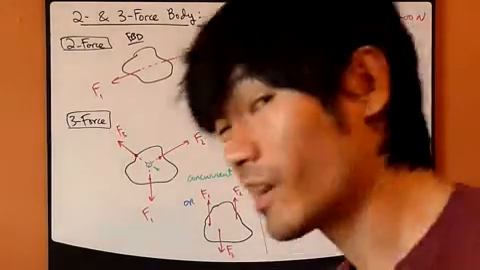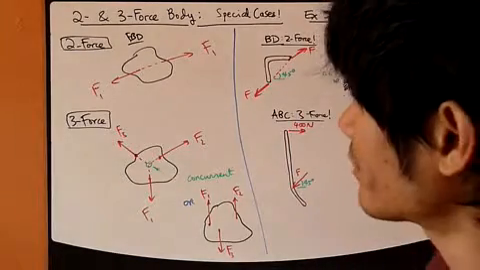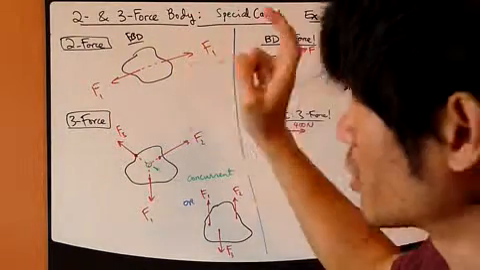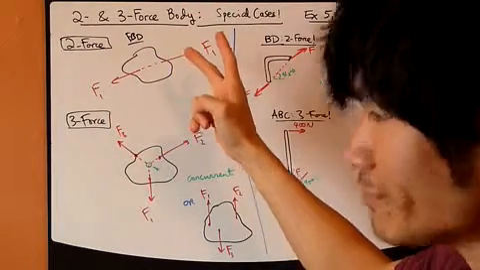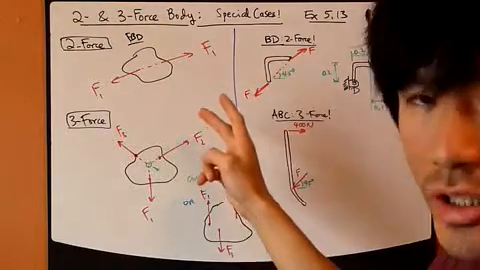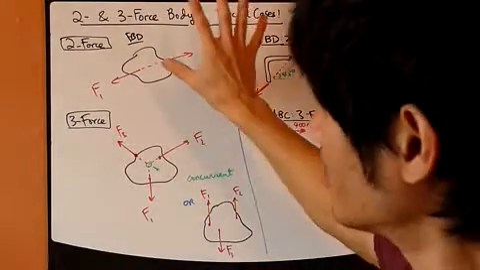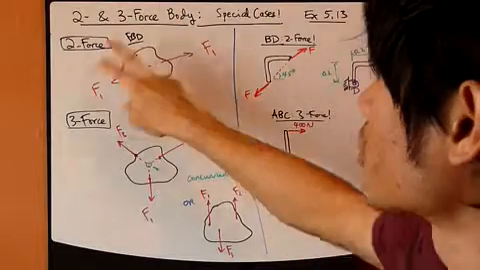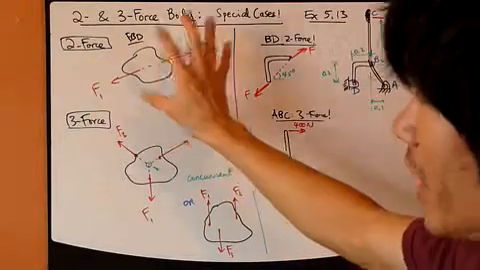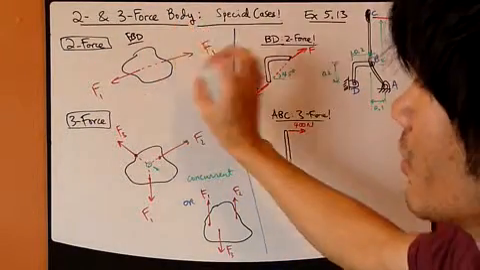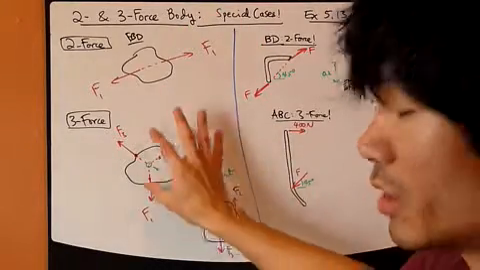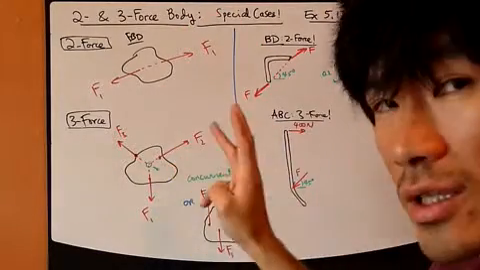Next, I'd like to talk about a couple of special cases. When your rigid body is subject to only two forces, any kind of forces, reactions and applied force, total forces are only two. It's called a two-force body in equilibrium. So it's a two-force system.